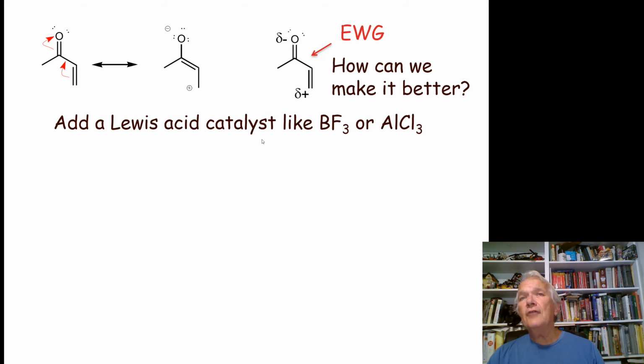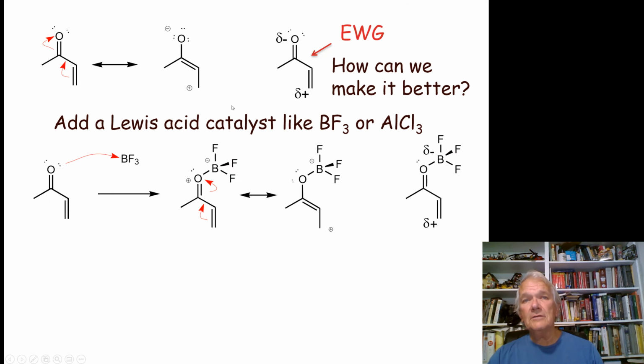It turns out that here's an electron withdrawing group. How could you make an electron withdrawing group better than it is? Well, what you could do is protonate the carbonyl. Well, protonation isn't a very good way to do it, but adding a Lewis acid is. Add some BF3 to the reactant, or some aluminum trichloride. That would coordinate the lone pair up here, polarize this whole thing, making the carbon down here more positive than it would be on its own.